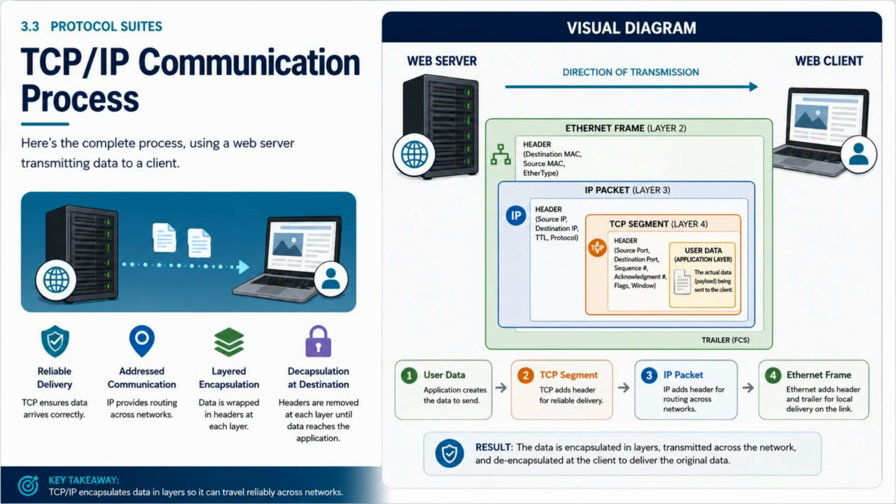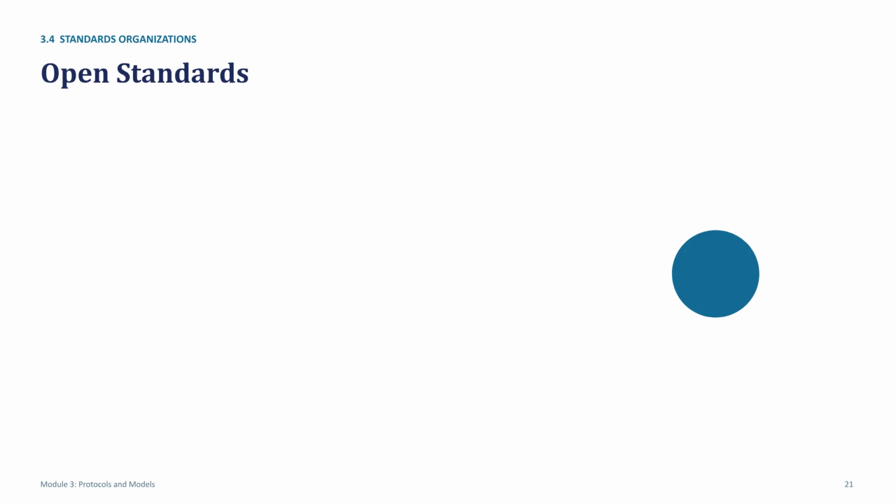Full walkthrough of a web server sending data to a client shown on screen. User data gets wrapped in a TCP segment, adds a header, then an IP packet adds another header, then an Ethernet frame adds header and trailer, each layer nesting the previous one like an envelope inside an envelope. Open standards are why an Apple laptop can pull a web page from a Linux server. Both speak the same TCP/IP protocols.